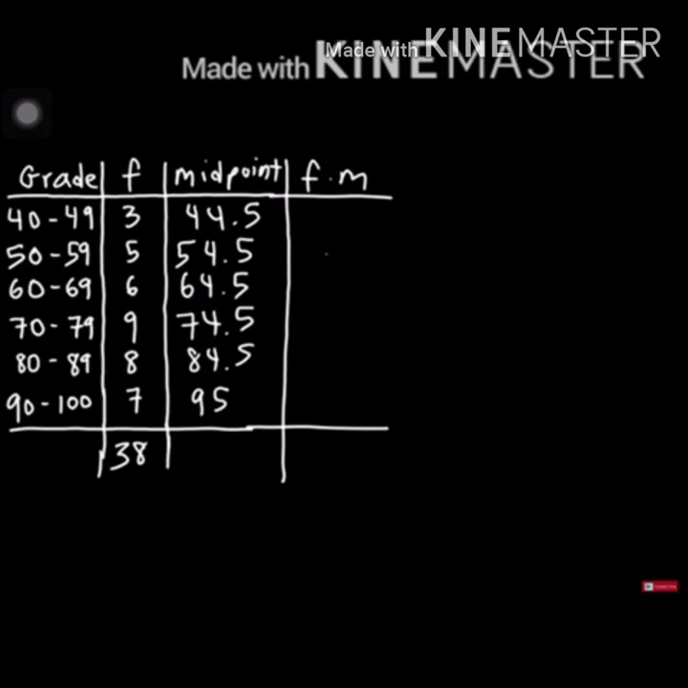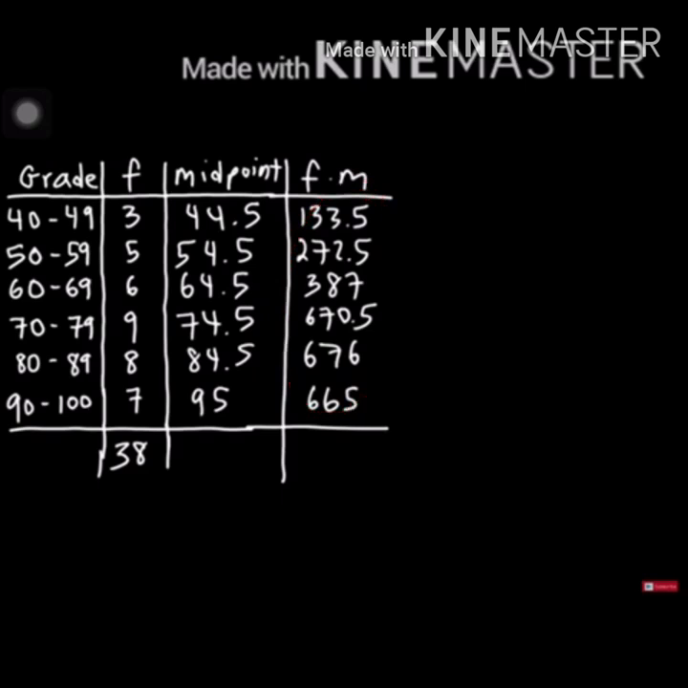So 3 times 44.5 is 133.5, and 5 times 54.5 is 272.5, and 6 times 64.5 is 387, and 9 times 74.5 is 670.5, and 8 times 84.5 is 676, and 7 times 95 is 665.